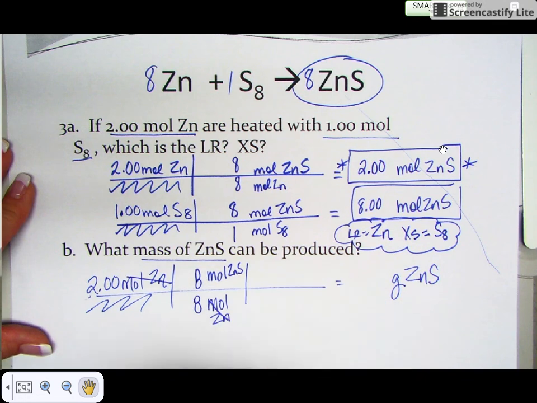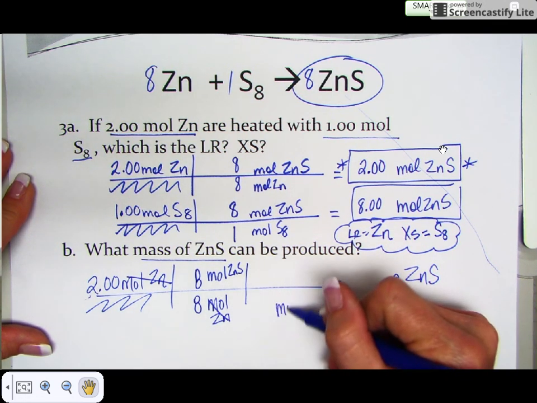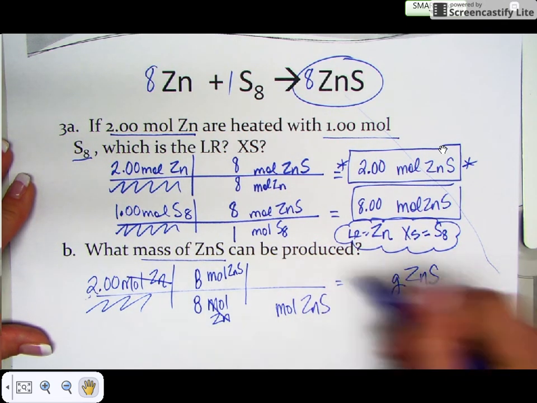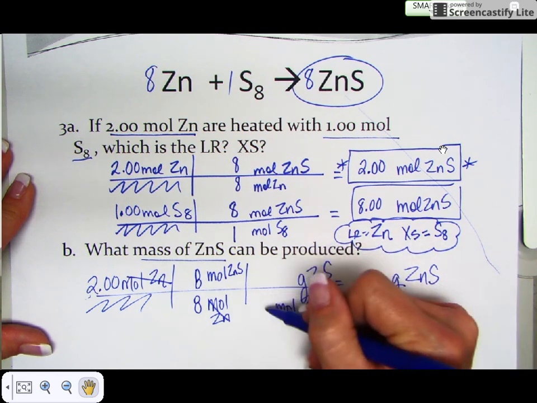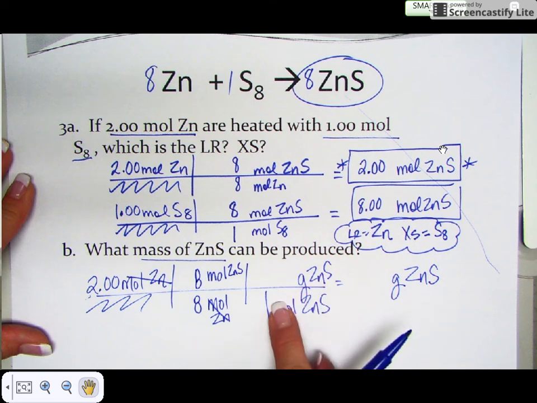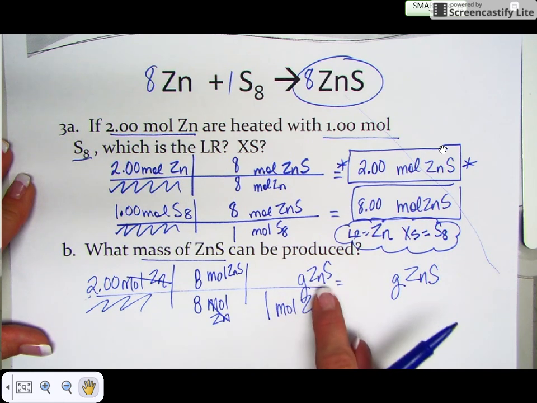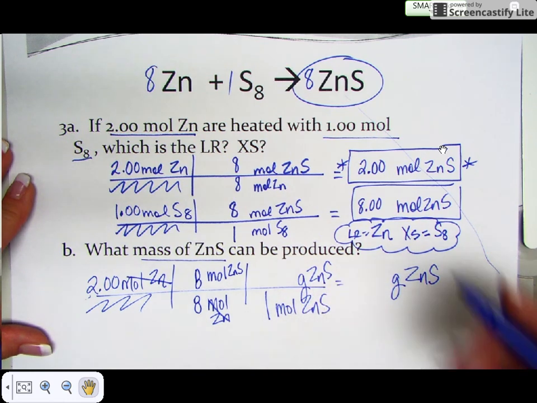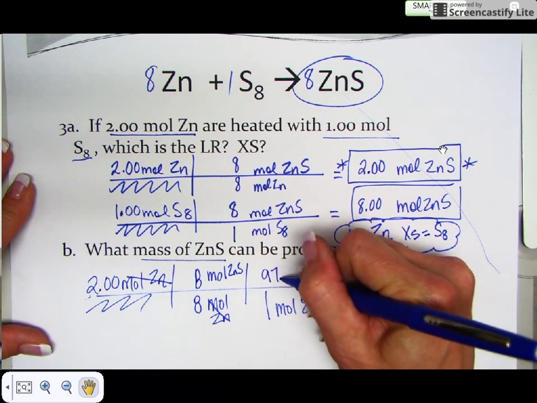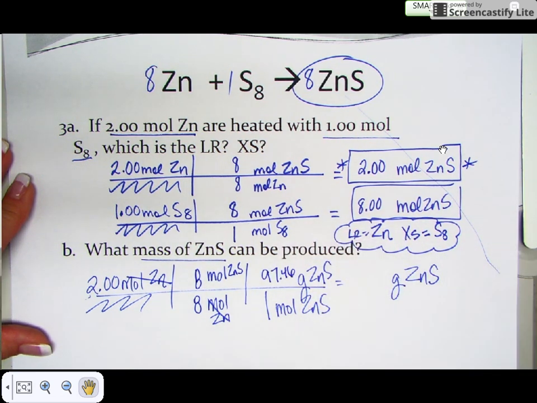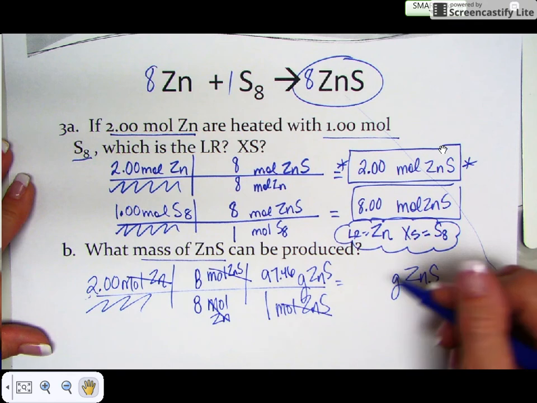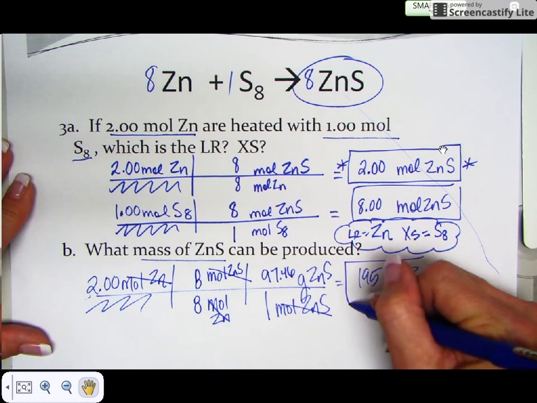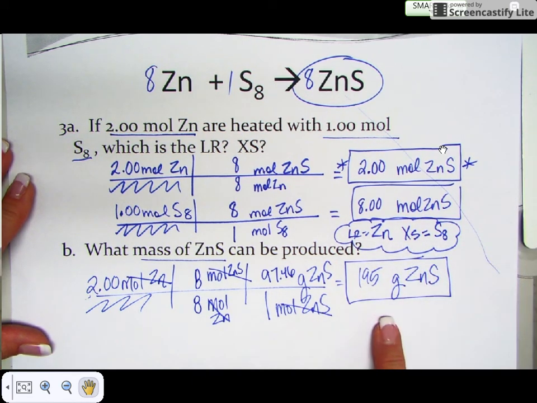This lets moles of zinc cancel. Now we need moles of zinc sulfide on bottom and grams of zinc sulfide on top. This is our molar mass. So molar mass is always grams per 1 mole of zinc sulfide. If you add up the molar mass of the zinc sulfide, you will get 97.46 grams per mole. When you plug this into your calculator, you end up with 195 grams of zinc sulfide that will form.